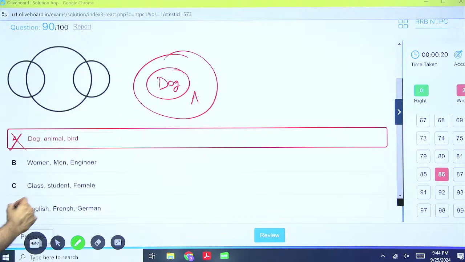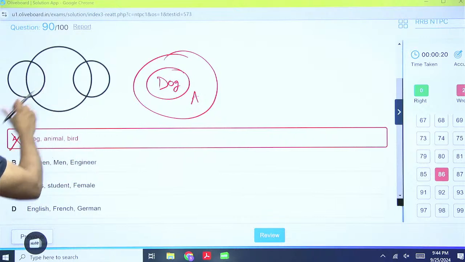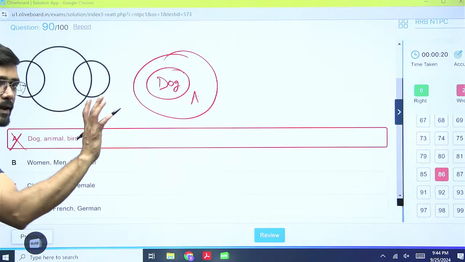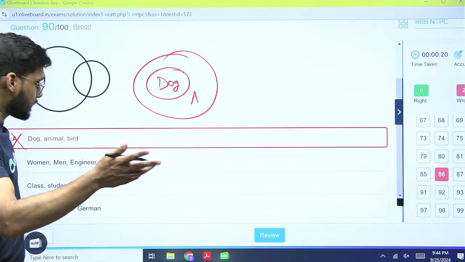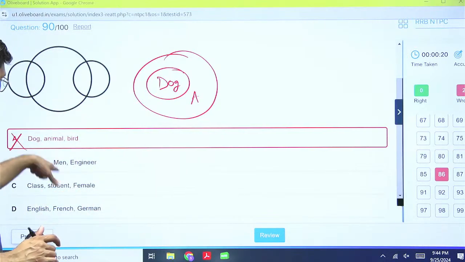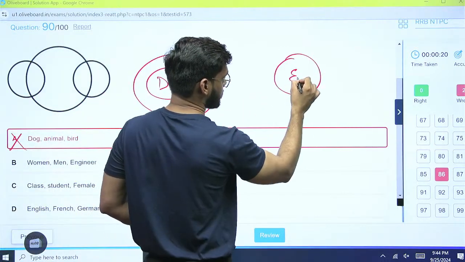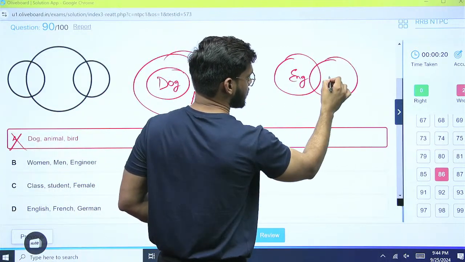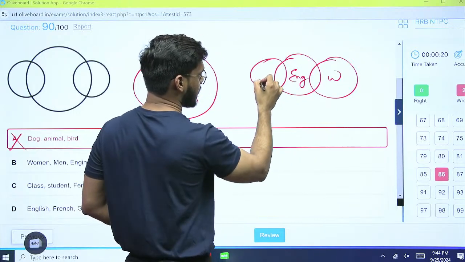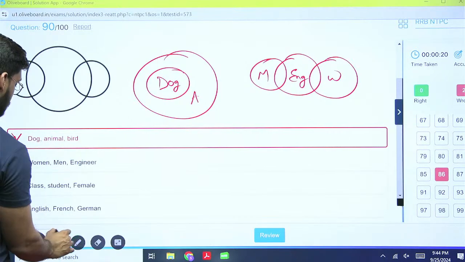Woman, man, engineer. How can we use this? Can this option woman, man, engineer resemble this diagram or not? See, all men are not engineers and all women are not engineers, and there is no direct relation of women with men, right? So I think this relation can fit this diagram. This is the engineer portion. Some women can be engineers and some men can be engineers as well, which matches with option B. Option B is the right answer. Okay, let's move on to the next question.